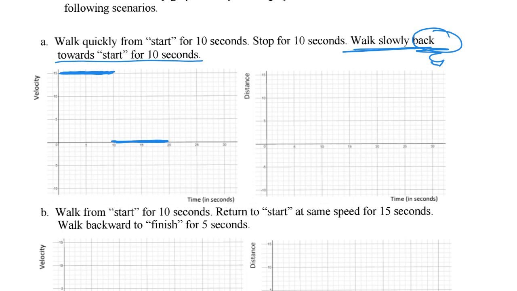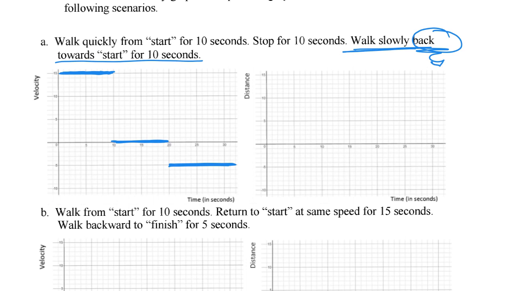So walking slowly, I'll pick a slower speed than the one I picked at the beginning when walking quickly. This will demonstrate that you're walking slowly, and because it's below the x-axis, it will be a negative velocity. So the velocity is negative when you're walking backwards. For the distance graph, again, it would be a slanted line.